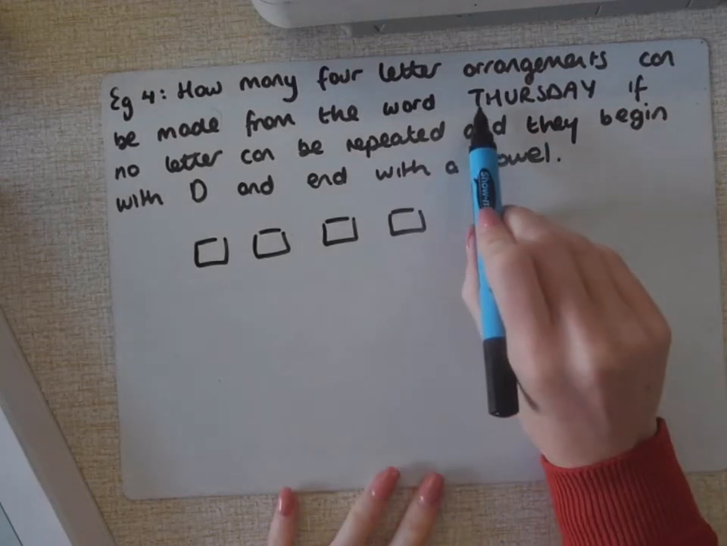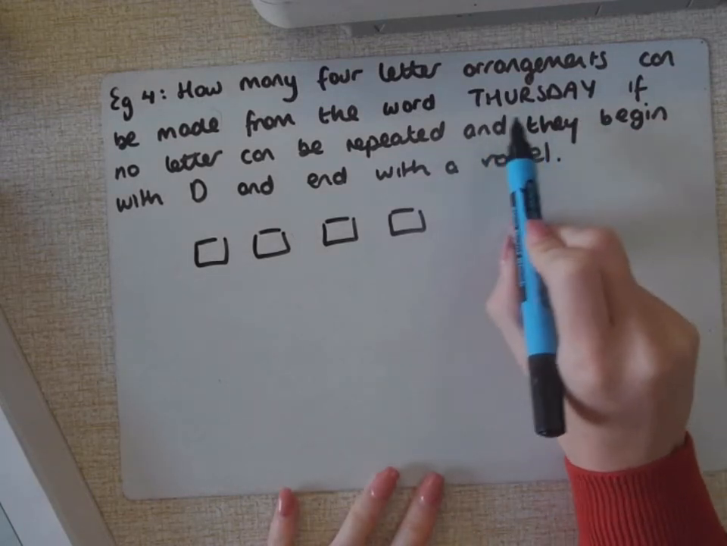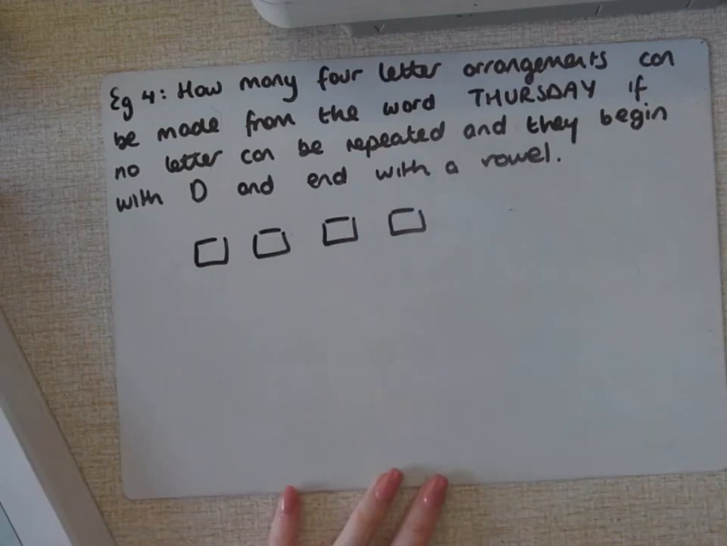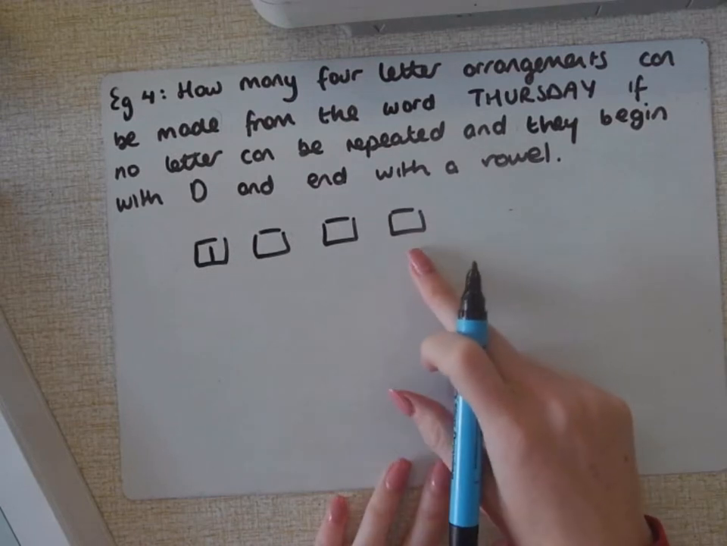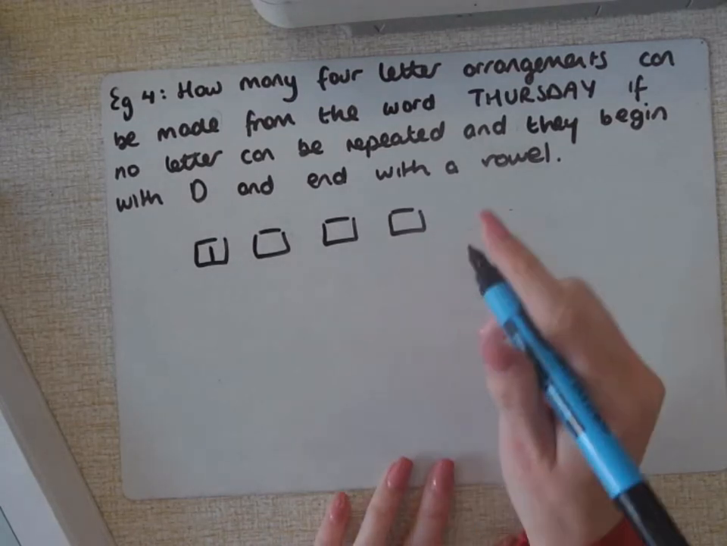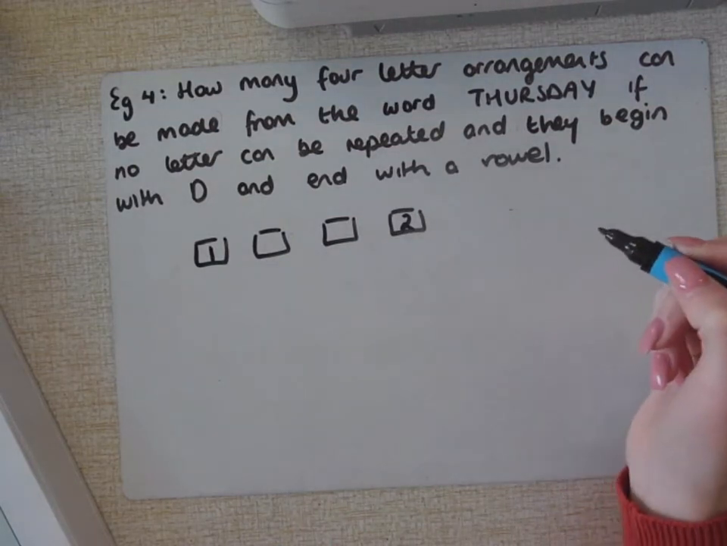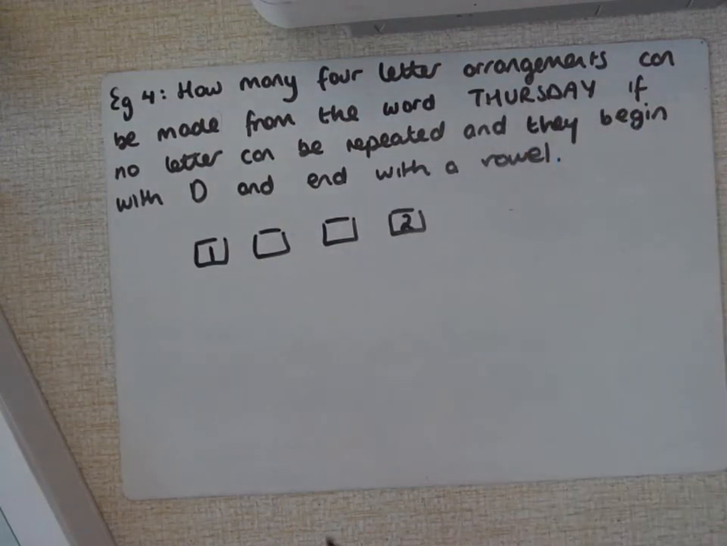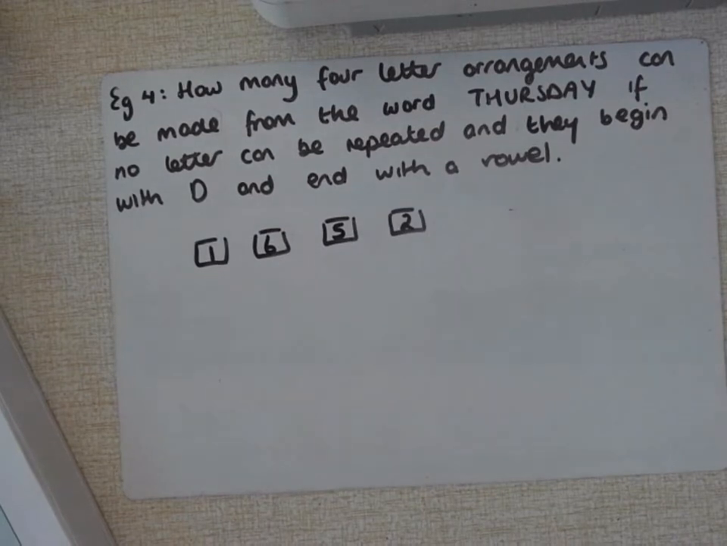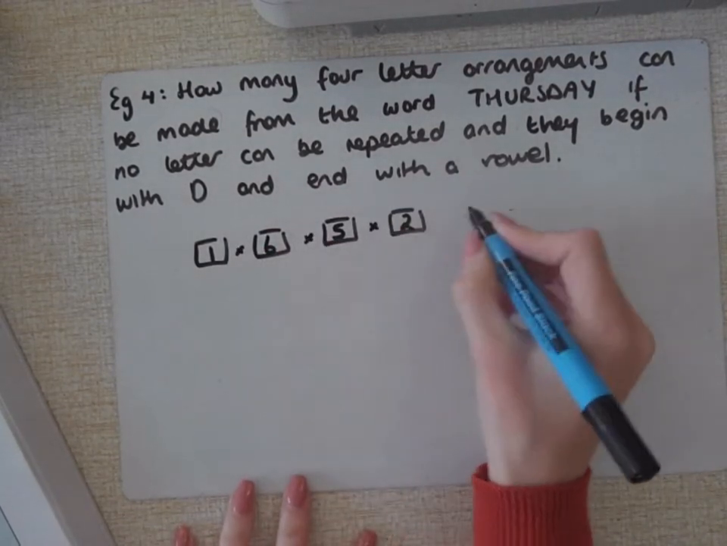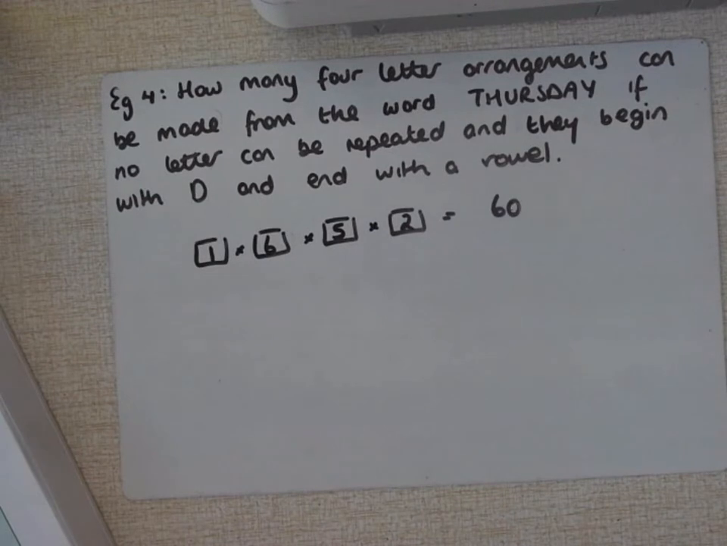Now, these are our letters. How many options have I for the first box? 1. It has to begin with a D. It needs to end with a vowel. How many options have I for the vowel? 2. Now I've used D and I've used a vowel. So how many are left? Yeah, 6. So I've 6 for this box and 5 for this box. Okay, so just multiply. My answer is 60. There's 60 different arrangements. Is that alright? Okay.